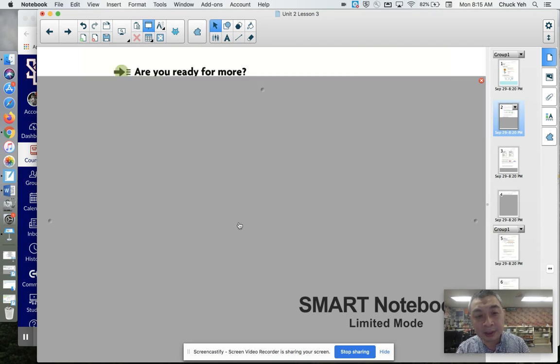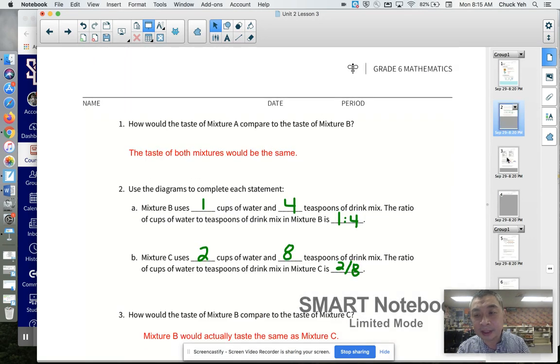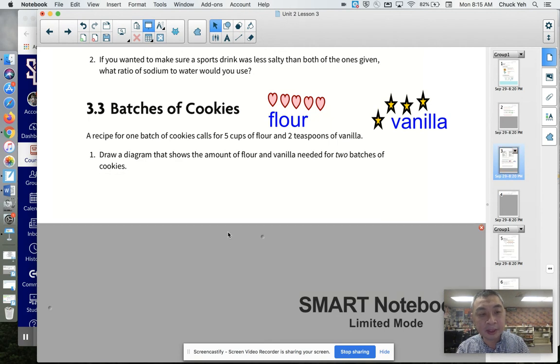And then we're not doing the Are you ready for more? We're not doing that. So we're done with this. And then on this one, a recipe for 1 batch of cookies calls for 5 cups of flour and 2 teaspoons of vanilla. So here's my diagram. 5 hearts and then 2 vanilla. Oh my gosh, it should be 2.